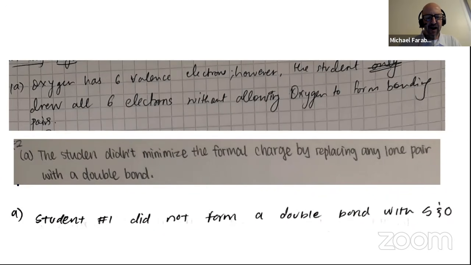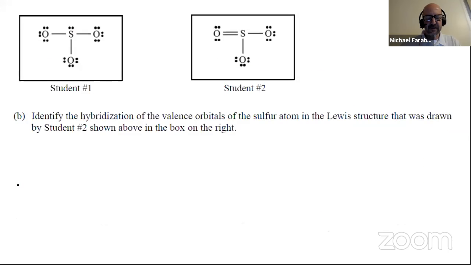Not sure what's going on here. Oxygen has 6 valence electrons. The student drew all 6 electrons without allowing oxygen to form bonding pairs. Okay, the student didn't minimize formal charge. Student 1 did not form a double bond. So again, it was just about 26 versus 24.